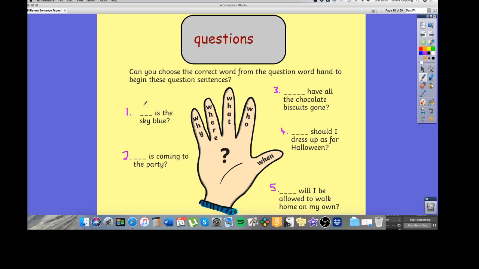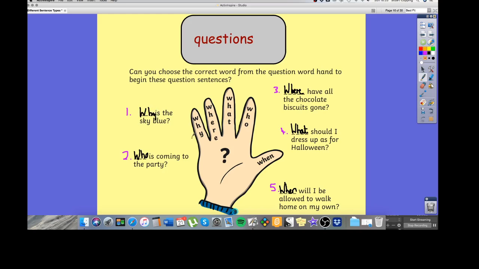Okay, I'm actually going to leave the first one. The second one is who, because this one I think can be two different ones. The fifth one was when. When will I be allowed to walk home on my own? The third one was where. The fourth one was what. You could have had who for that one as well. Which means the only one I haven't done is why.